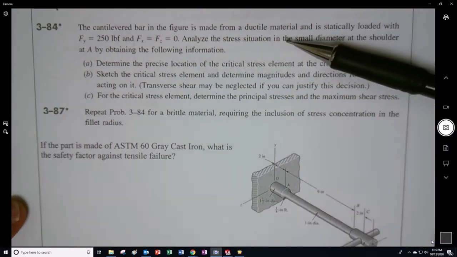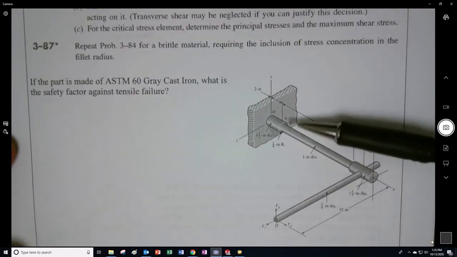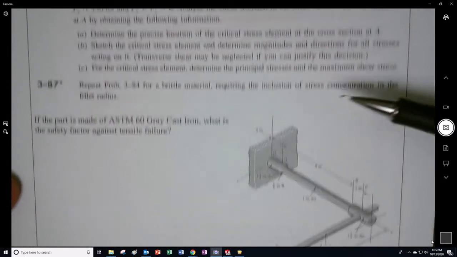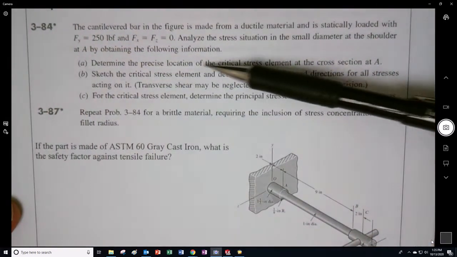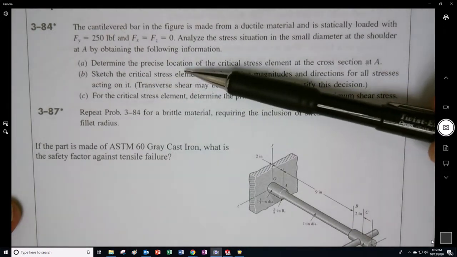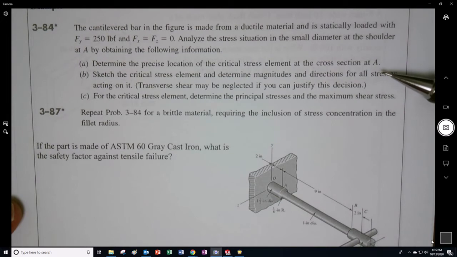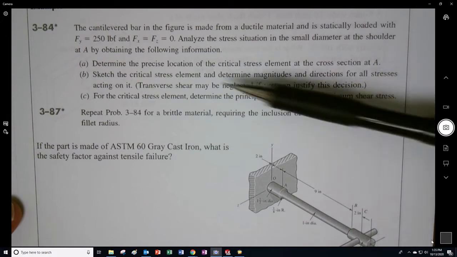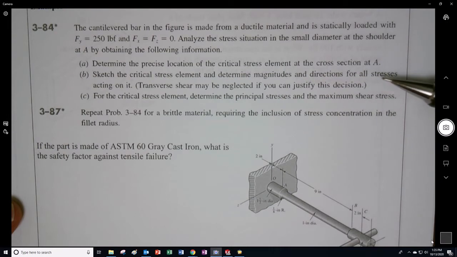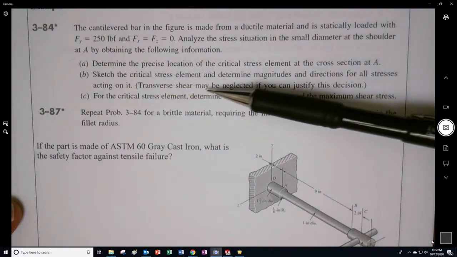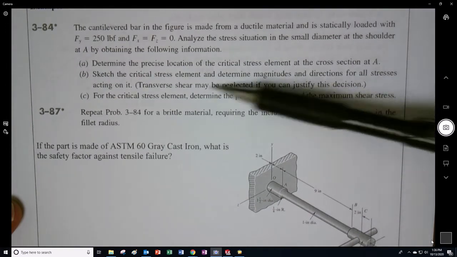Analyze the stress situation at the small diameter right there at the shoulder at A by obtaining the following information. Determine the precise location of the critical stress element at the cross section of A, and sketch the critical stress element and determine magnitudes and directions for all the stresses acting on it. Transverse shear may be neglected if you can justify this decision.